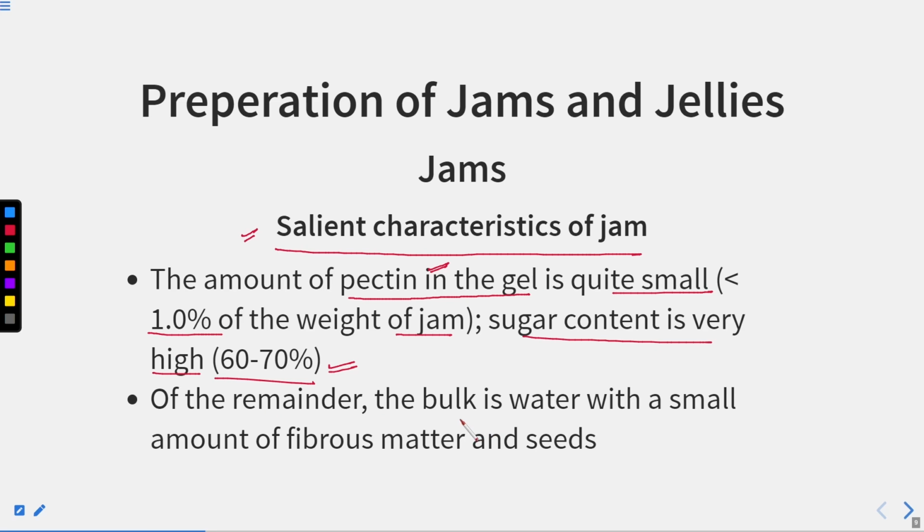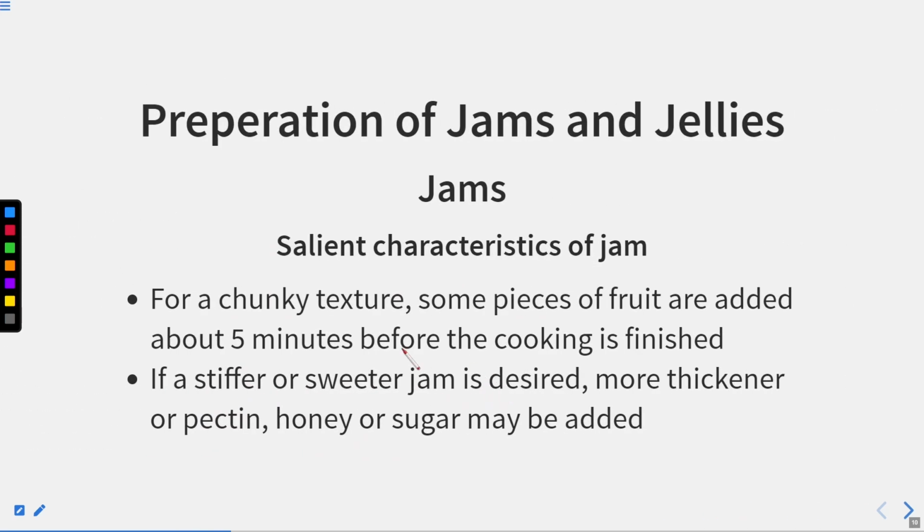Of the remainder, the bulk is water with a small amount of fibrous matter and seeds. Sometimes seeds are also there, but it must contain an adequate amount of water. So the water is present in the bulk. For a chunky texture, some pieces of fruits are added about 5 minutes before the cooking is finished.